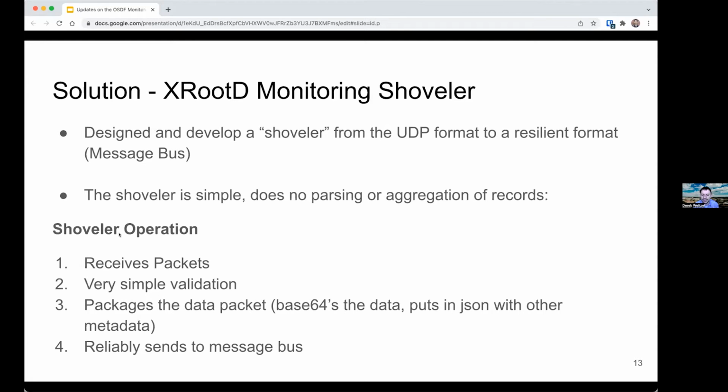The shoveler is simple. It does no parsing or aggregation of records. It's designed to be very simple. So it receives the packets. It does a very simple validation of the packet to make sure that it is an XRootD monitoring packet. And then it packages it and sends it to the message bus.